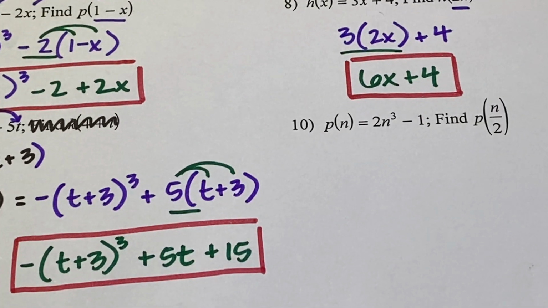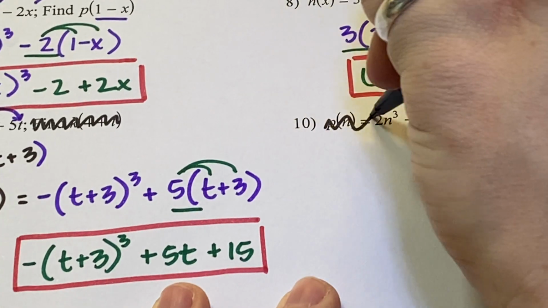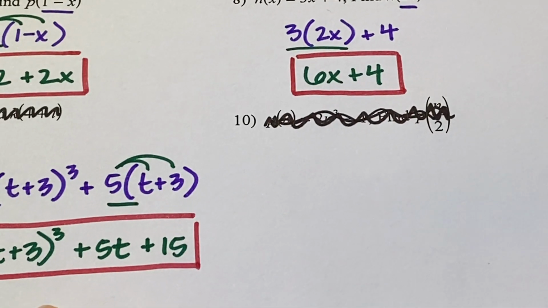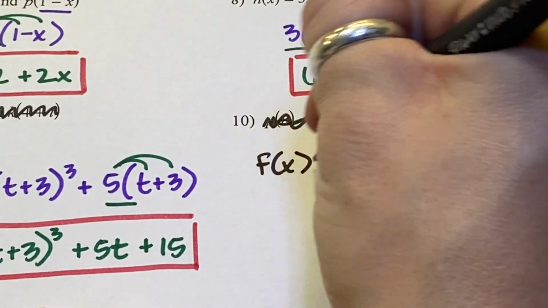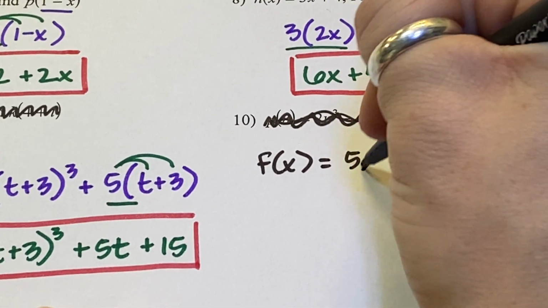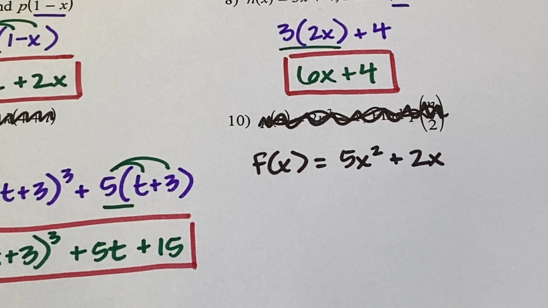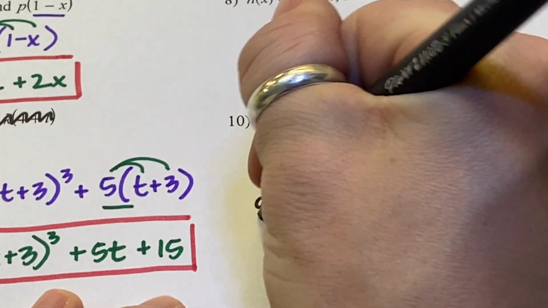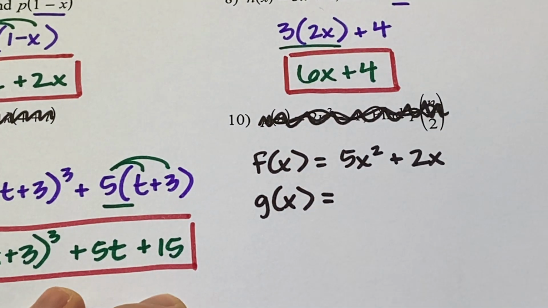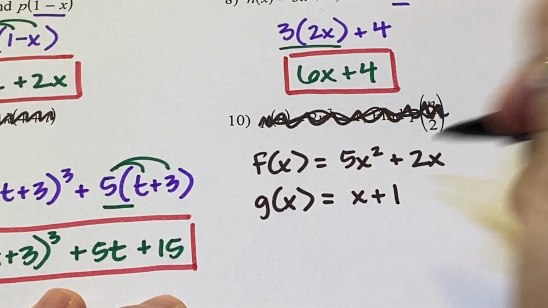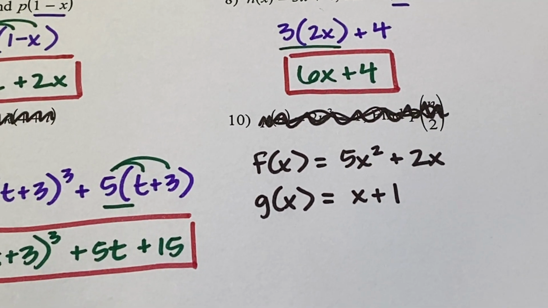Okay, so let's do one more. I'm going to change number 10 again. I'm actually going to give you whole new functions, but it'll look a lot like number 9. So this time, let's take f of x equals 5x squared plus 2x. That'll be our first function. I'm literally thinking of these off the top of my head. We're given a second function, g of x, and let's do x plus 1 as my g of x, my second function.